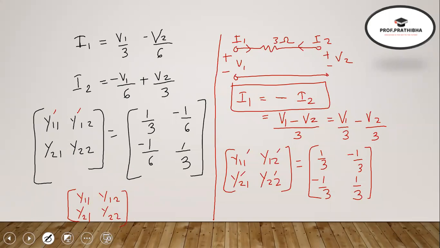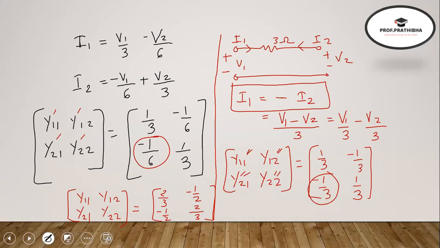So let me call this dash and this double dash so that you don't get confused. And then I just have to add these two. So what will be your answer? 1 by 3 plus 1 by 3. That's going to be 2 by 3, right? Then minus 1 by 6 and minus 1 by 3 is going to give you minus half. Minus 1 by 6 and minus 1 by 3 is going to give you minus half. And then 1 by 3 plus 1 by 3 is again going to give you 2 by 3.